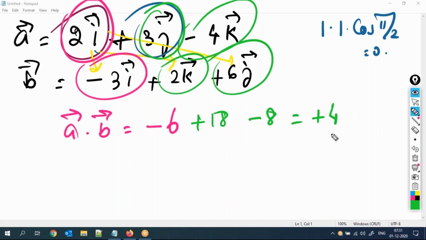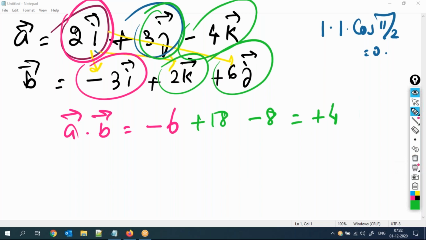Anybody has any question? Are you sure? So in a dot b, we are looking only at i to i, j to j, and k to k.